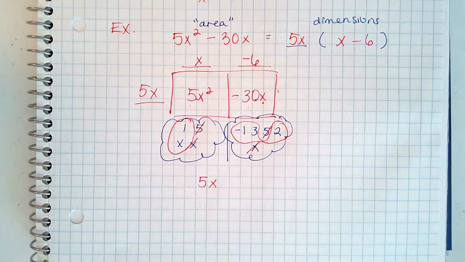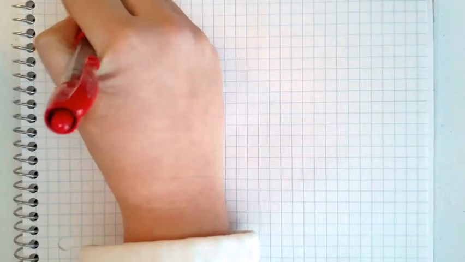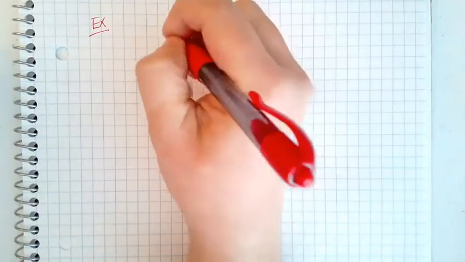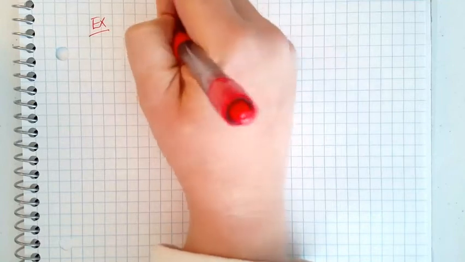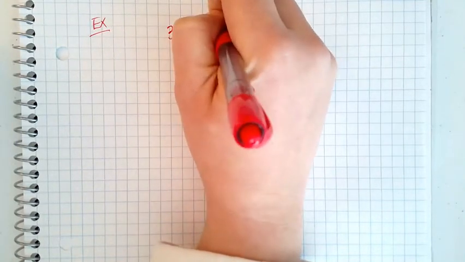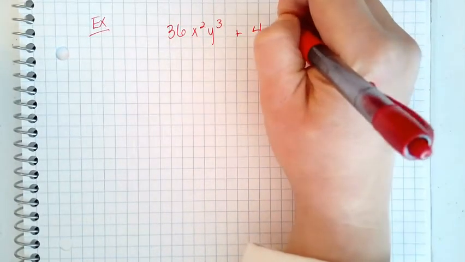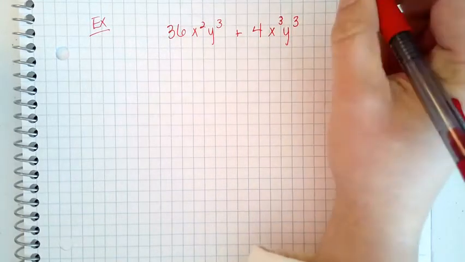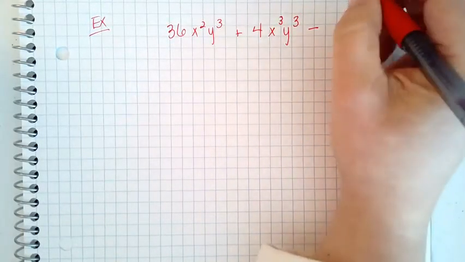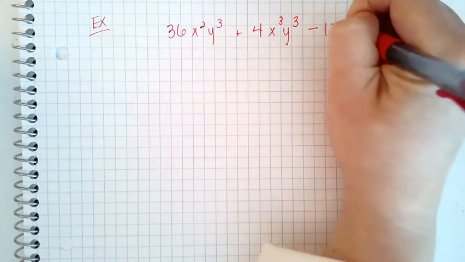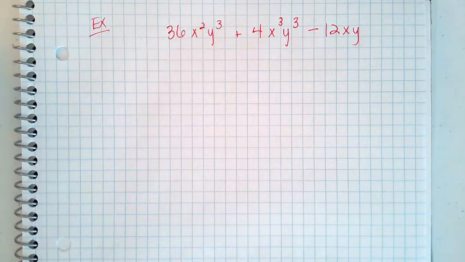I'm going to look at one more, okay? I want to look at some of the weird-ish ones. So if we look at one more problem, I'm going to give one where the area looks kind of challenging. So if I look at, let's see, 36x squared y to the third plus 4x to the third y to the third minus 12xy. So that area is longer, isn't it?